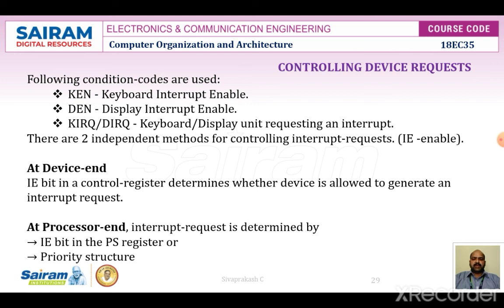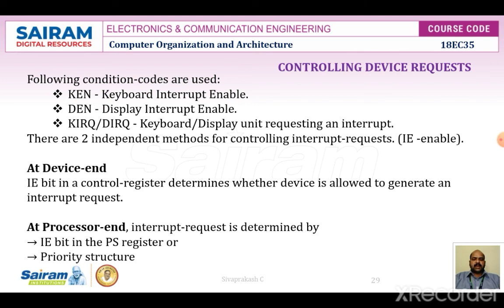There are two independent methods for controlling this interrupt request, enabling the IE. First one is at the device end. The interrupt enable bit in a control register determines whether the device is allowed to generate an interrupt request or not. That is the first one. The second one is at the processor end. At the processor end, the interrupt request is determined by either the IE bit in the processor status register or the priority structure. Based on that, it decides and controls the request.